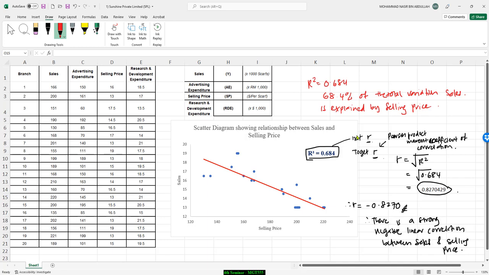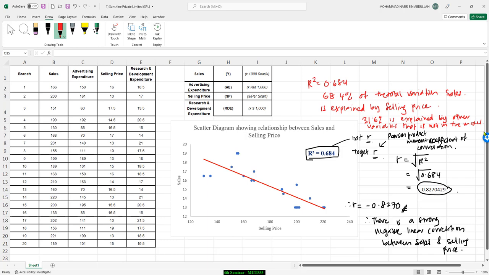The balance is 31.6%, right, is explained by other variables that are not in the model. Okay, boleh faham? Too complicated or can understand?